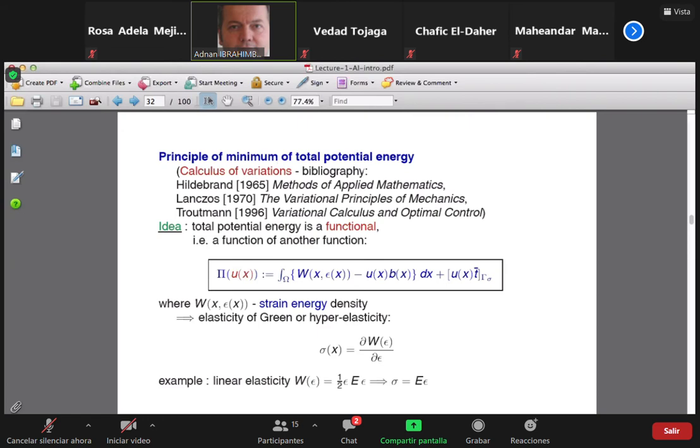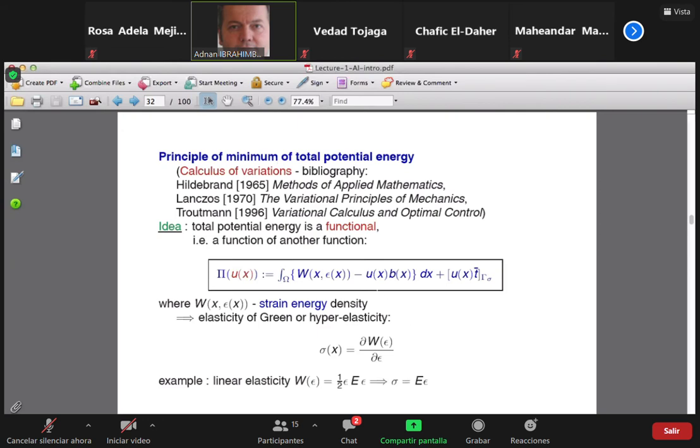Basically, this principle starts from the level of energy, because now you actually take the whole energy of the particular bar. You define the energy as the internal energy. Here we are talking about hyperelasticity, in which case the stress sigma of x could be computed as the partial derivative of W with respect to epsilon. So for linear elasticity, it's very simple. W could be 1/2 epsilon times E times epsilon.